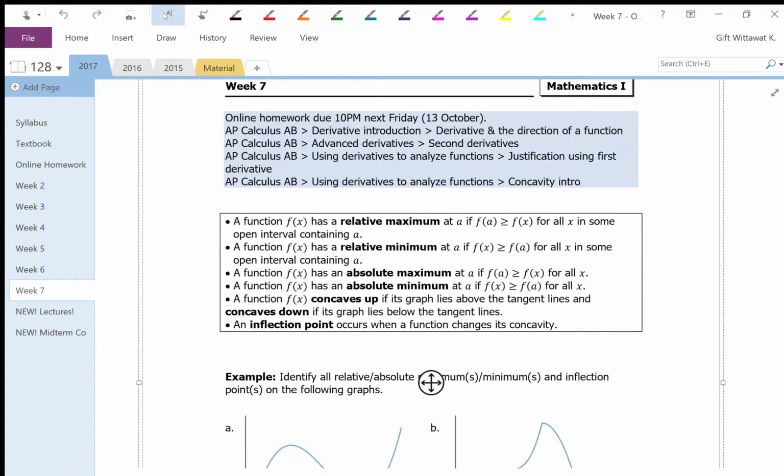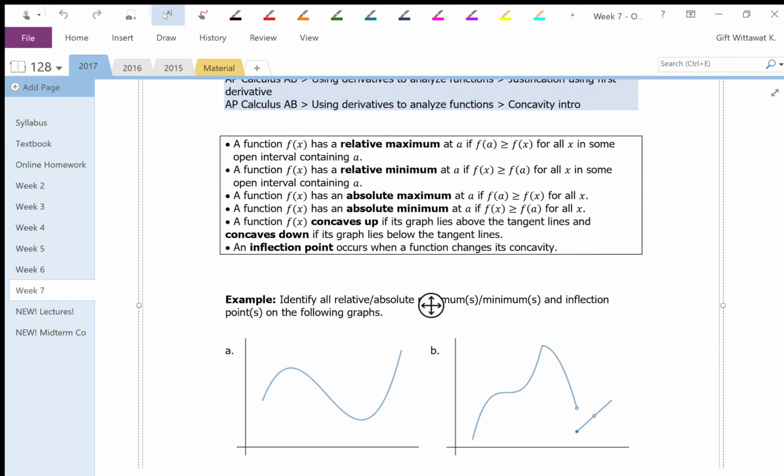So basically today is all about the graph stuff. There's a few definitions that I need to get to. The first one is the relative maximum of a function.